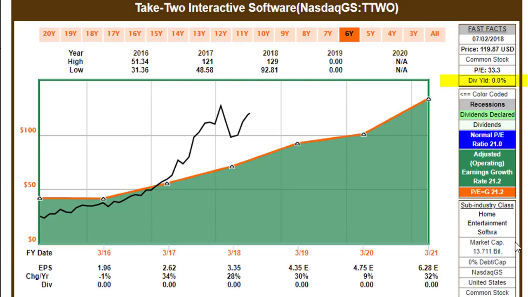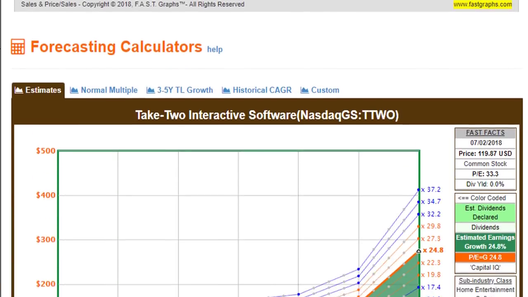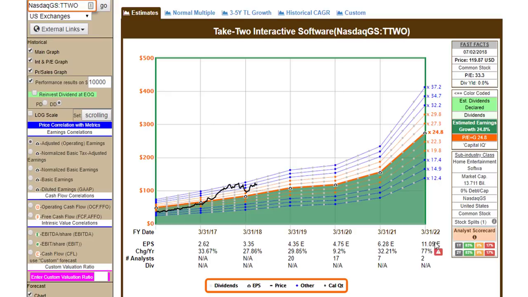Obviously, the company pays no dividend. It's a $13 billion market cap. It's not rated by Standard & Poor's, and it has 0 debt on the balance sheet. Now, that's, to some people, a really good thing, but the company has been growing here recently and is expected to continue growing into the future. So let's look at forecasting for a moment, because that's really, I think, what this is about.